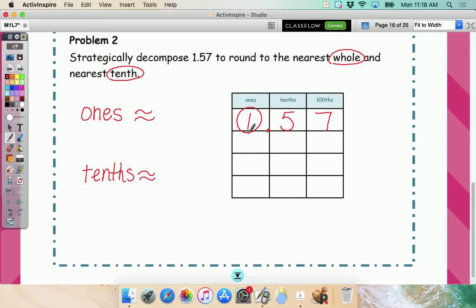Find the place value and circle that digit. Move to the right and underline. Get it? Now, listen to how I say this, because this is even easier to remember. I'm going to look at the 5 to decide if the 1 will stay the same or I need to add 1. Okay? So, Cecil, what do you think?